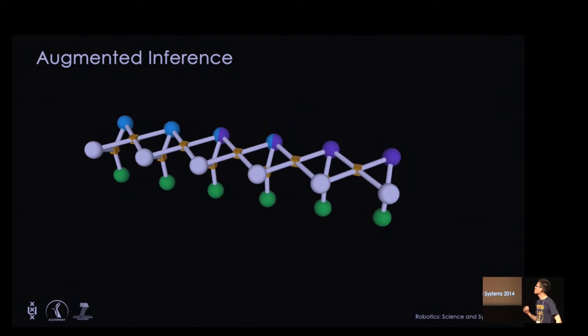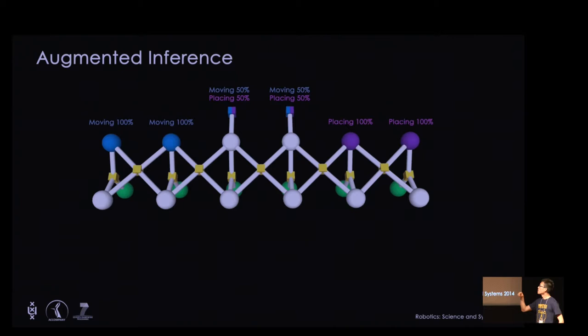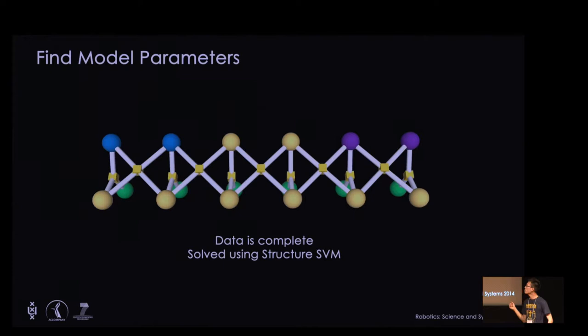So our learning approach can be decomposed into two steps. The first step is called augmented inference. First, we consider those uncertain labels as latent variables, because we are not sure about them. Then we plug in some additional factors which incorporate the uncertainty of those labels, and then we do the inference. We infer the states of all these latent variables. Once the latent variables are known, the problem becomes a convex optimization problem. The equation is convex, so we can optimize that efficiently using structured SVM. So this is the learning part of our approach.